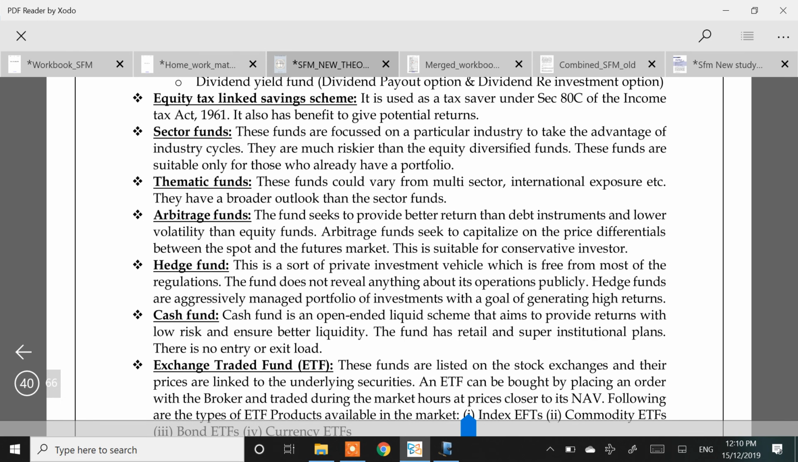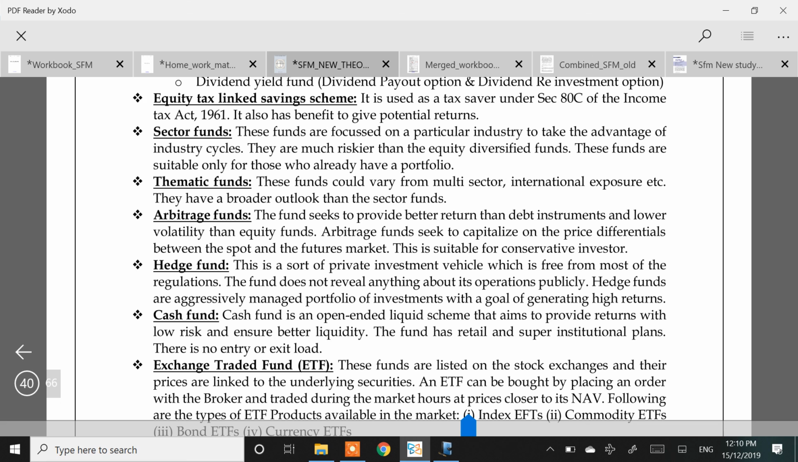Now, next is what are the advantages and limitations of mutual funds? The advantage is very simple. I get access to professional management. These people know about the finance industry. They have an idea as to how stock markets work and how the economy is going to work. So I will be in a position to invest in various securities with the help of professional management. I can invest in a diversified set of securities.